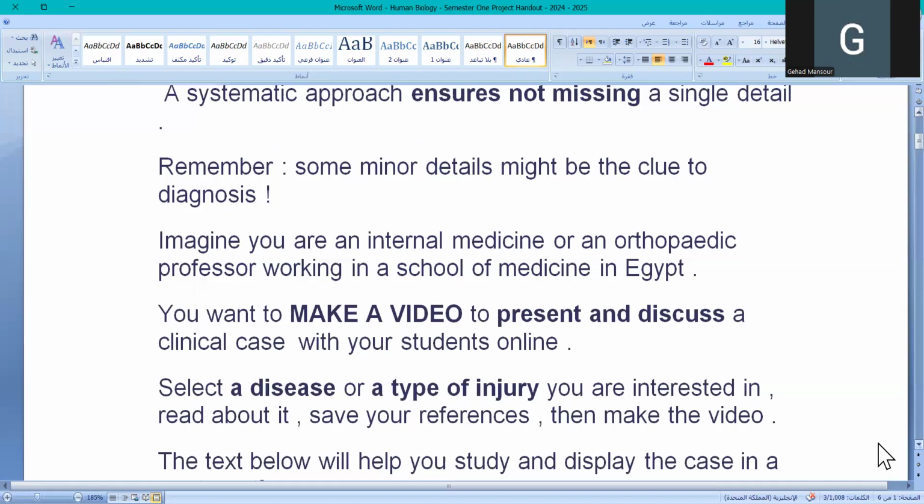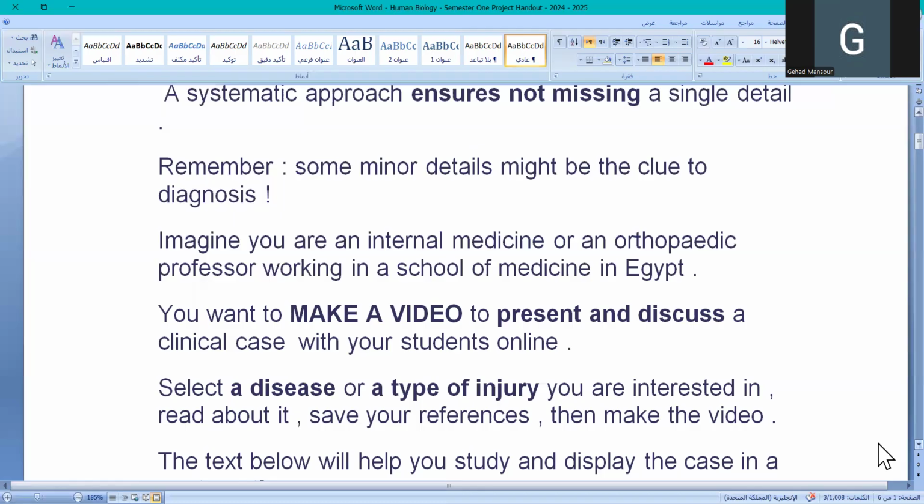Of course, in this project, you're going to imagine that you are a medical student and that you're going to present a case to your colleagues in the School of Medicine or to your professors. Or on the other hand, you might imagine that you are a teacher or a professor in the School of Medicine and that you are presenting an interesting case that came to your clinic or to the hospital. So you can go either way.